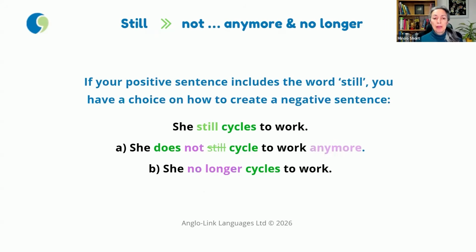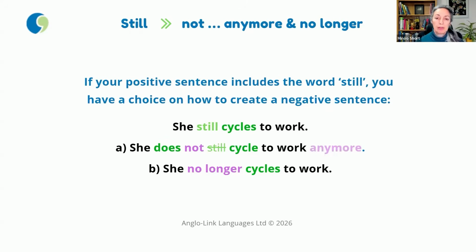So that brings us to the next word, still. Again, if your positive sentence includes the word still, you have a choice on how to create a negative sentence. For example, she still cycles to work. Option A, she does not, so negative verb, cycle to work anymore. So we can't use still in the negative sentence here. Or negative word, negative expression, she no longer cycles to work.